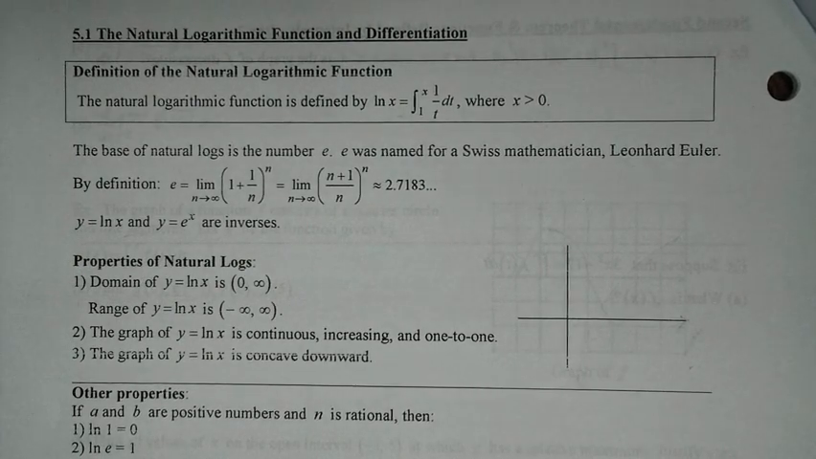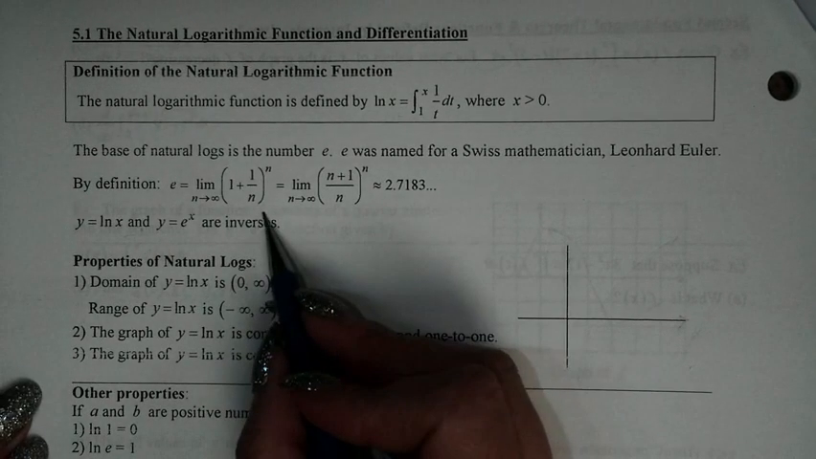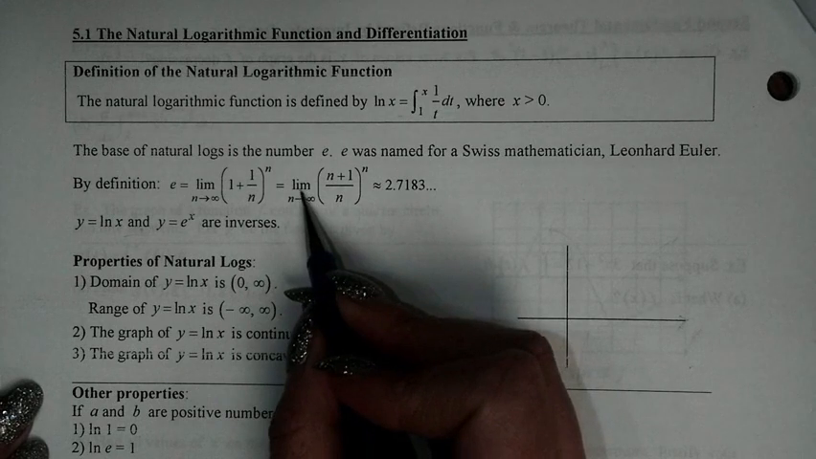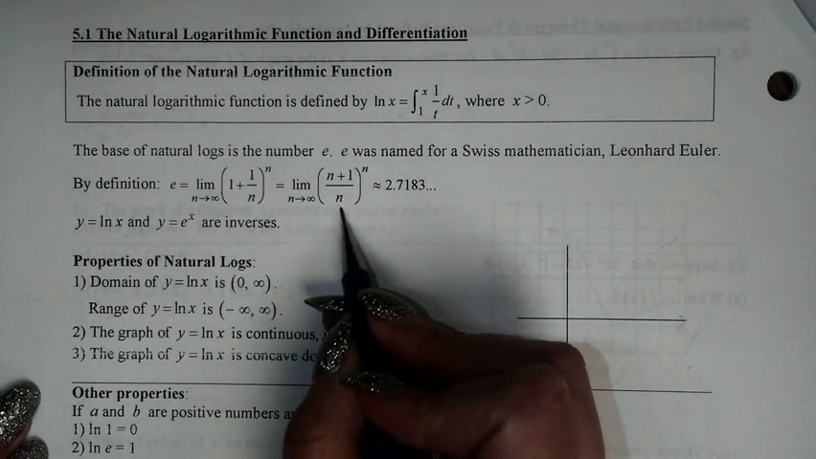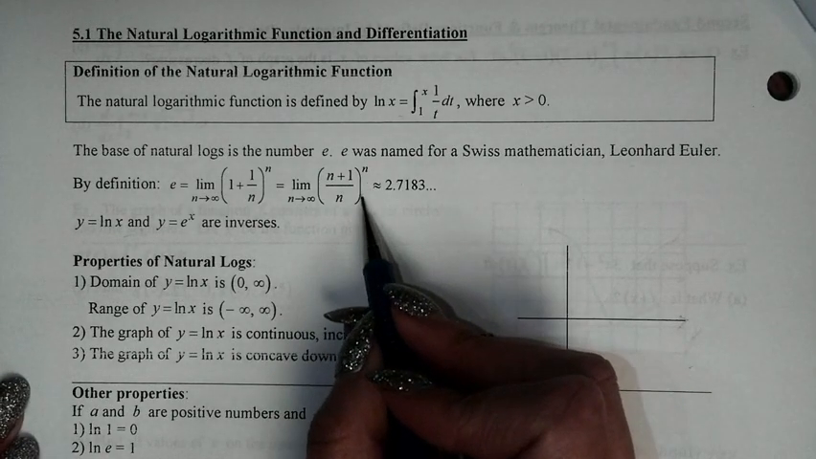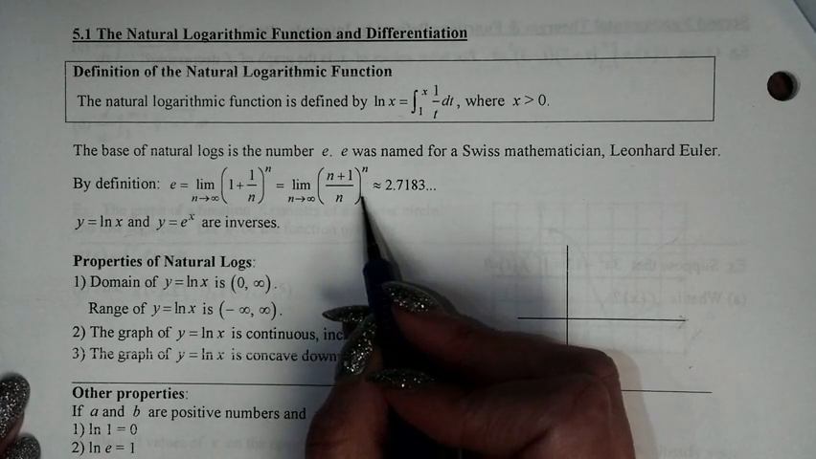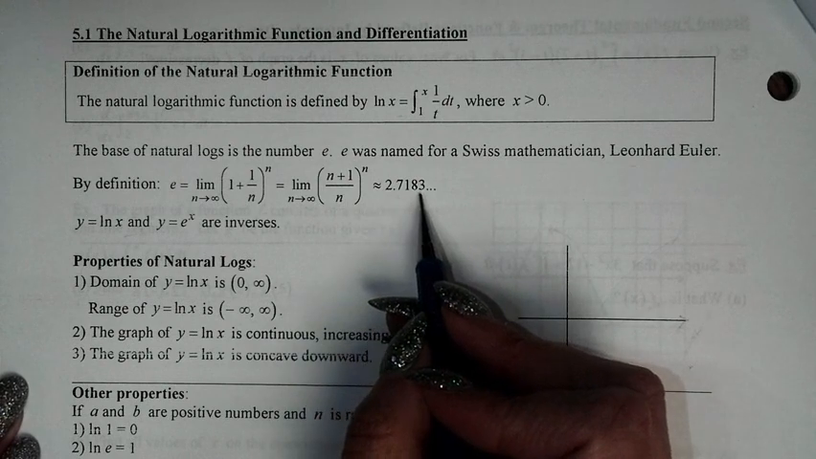E was named after the Swiss mathematician Euler. In case you don't know, e is defined as the limit when n approaches infinity of (1 plus 1 over n) to the power of n, as you can see here. Similarly, it's the same as the limit when n approaches infinity of ((n plus 1) divided by n) to the power of n. Whenever you take the limit, this is going to approach 2.7183 and so forth.